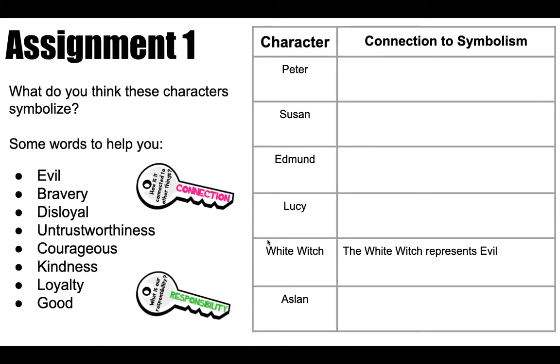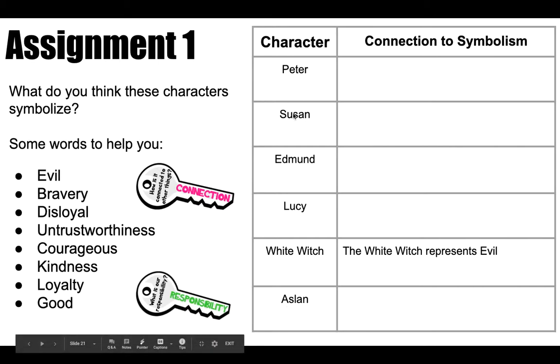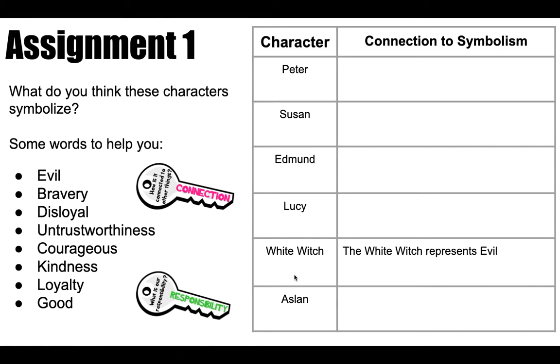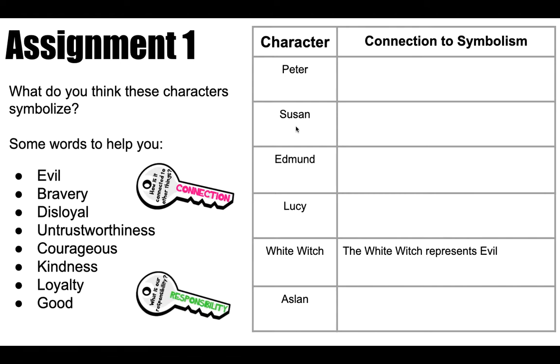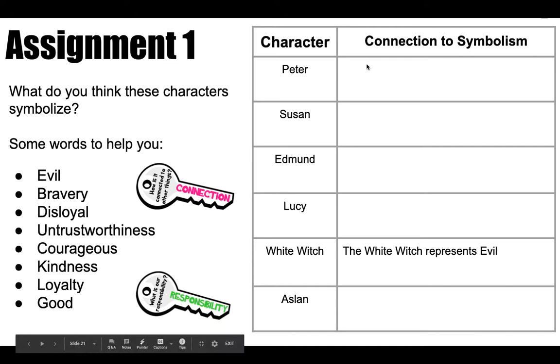So your assignment 1 for today is I want you to connect to symbolism. And I want you to think about these main characters over here on the left side of this column. What are they representing? What is C.S. Lewis having them portray in the novel? So, for example, we know that the White Witch, she represents the evil part. Okay? I put some word banks over here, but obviously you can choose some other words. But what do you think Peter, Susan, Edmund, Lucy, and Aslan, what do you think they symbolize? And you would just put 1 or 2 words if you want to match up with each character.